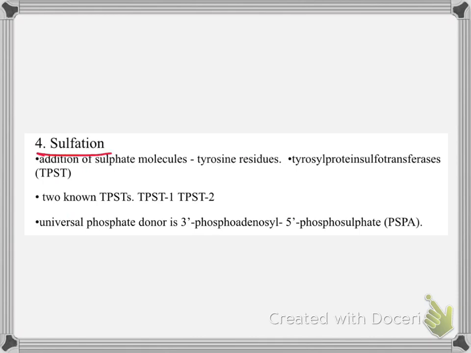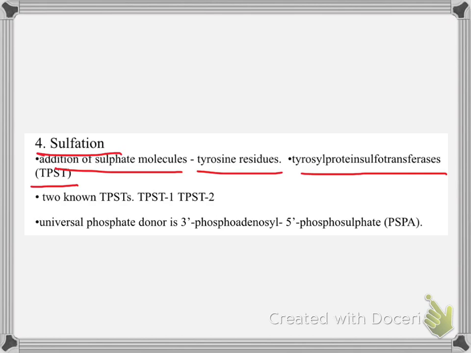Next one is sulfation. Sulfation means the addition of sulfate molecules. This modification mainly occurs in the tyrosine residues of proteins. Tyrosine sulfation is catalyzed by the enzyme tyrosyl protein sulfotransferases, TPST, which are membrane associated enzymes of the trans-Golgi network.